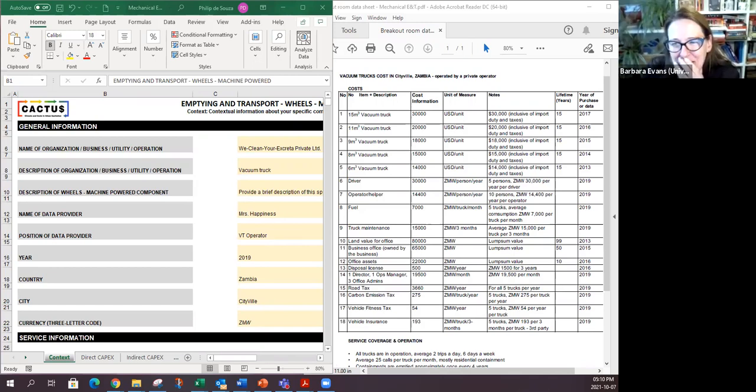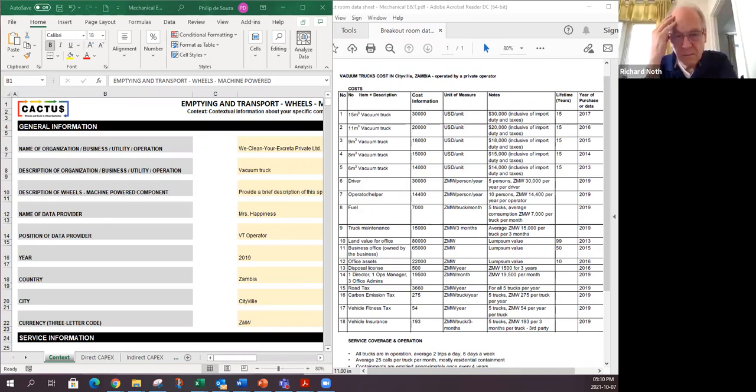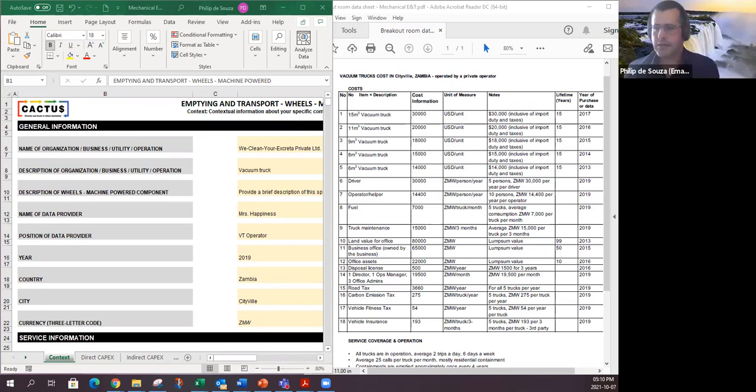Okay, so then if we move down, I think if the driver is OPEX, then the operator and helper should also be OPEX. Richard, an easy one for you: fuel and truck maintenance. What do you think that is? OPEX. Okay.